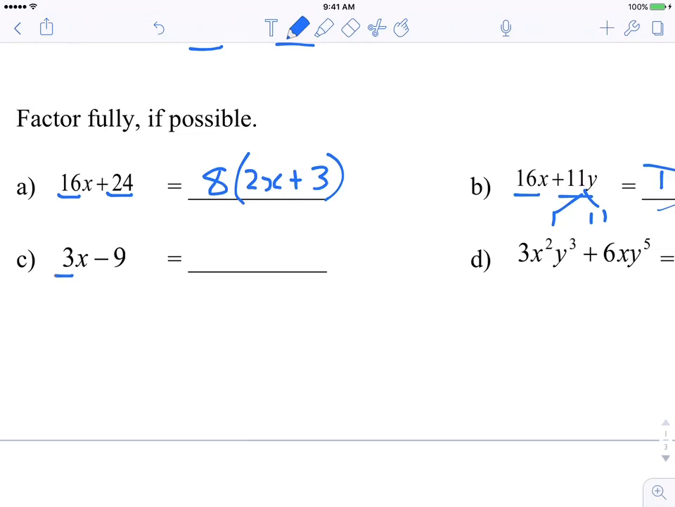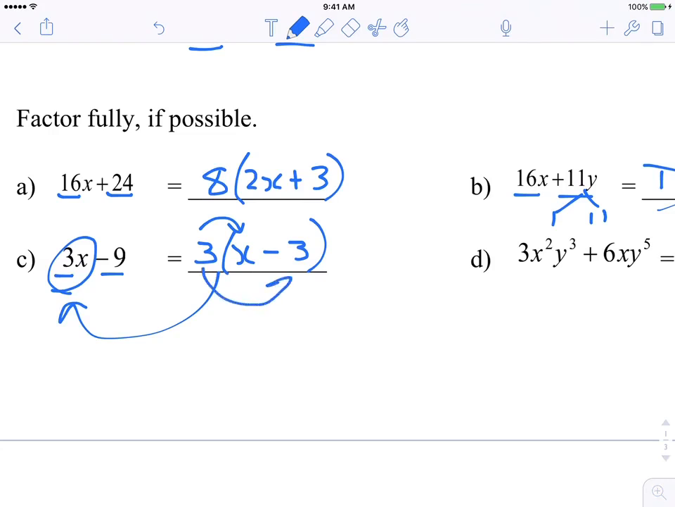3x minus 9, we should know that 3 is the greatest common factor between 3 and 9, so I will take out a 3. 3 times x would get me 3x, so 3 times x represents this. And then I need minus 9, so minus 3. And again, if you look at the distributive property, 3 times a negative 3 would get us negative 9. So I've accurately represented the binomial.